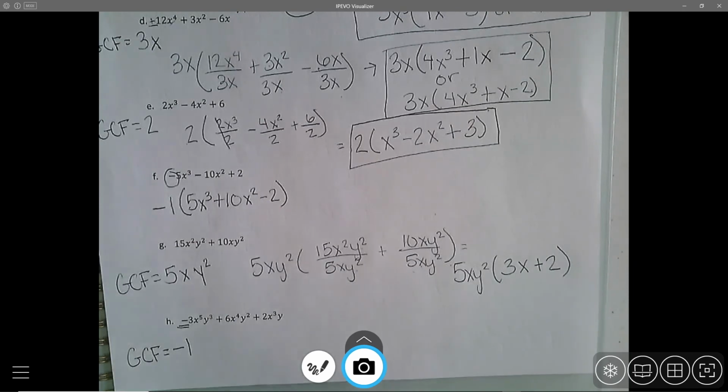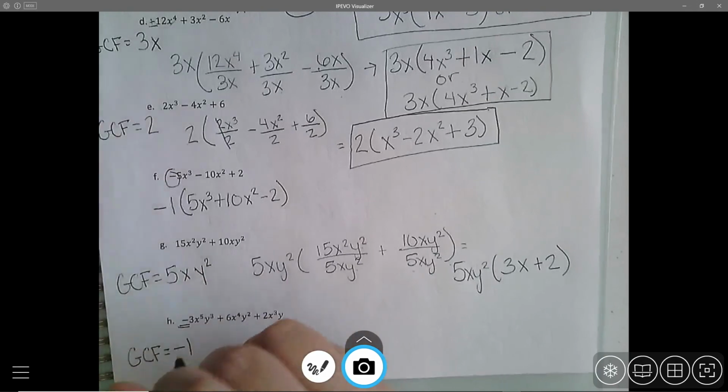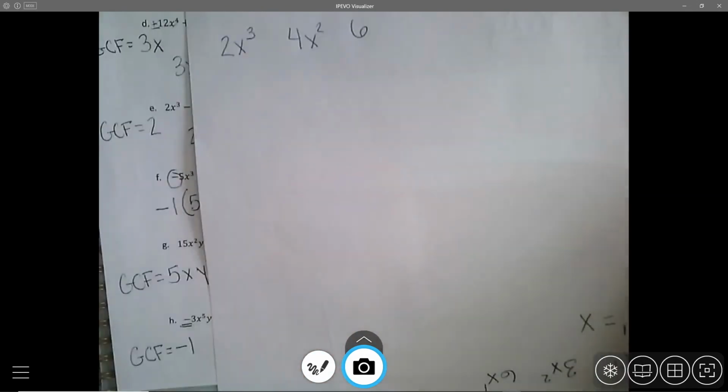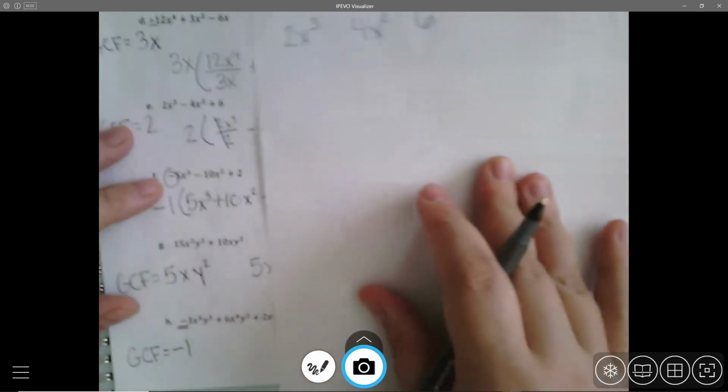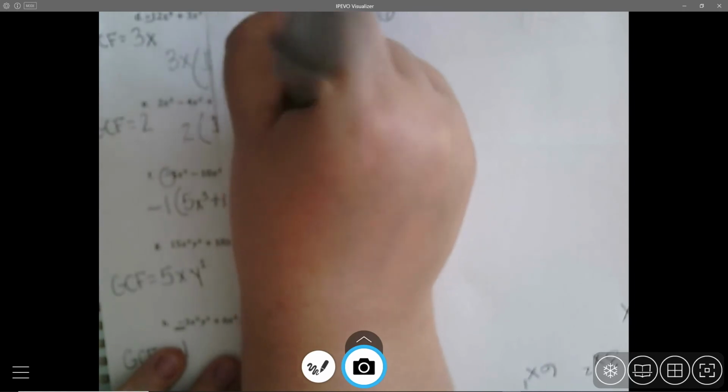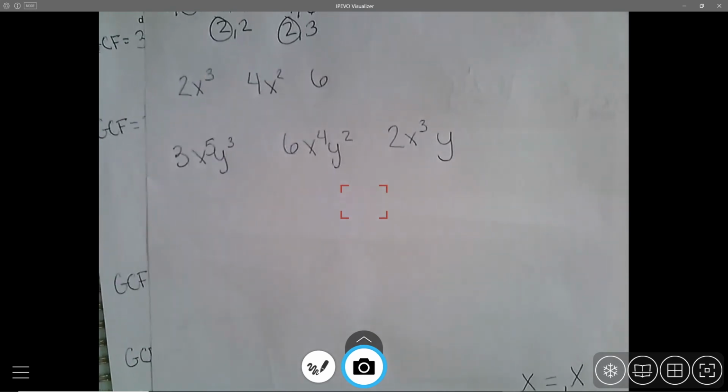So now, these terms. Okay, if I get my piece of paper here again, and if we work at this one, we have a 3x to the 5th y to the cubed. We have a 6x to the 4th y squared. And we have a 2x to the cubed y. Okay, here are my terms.